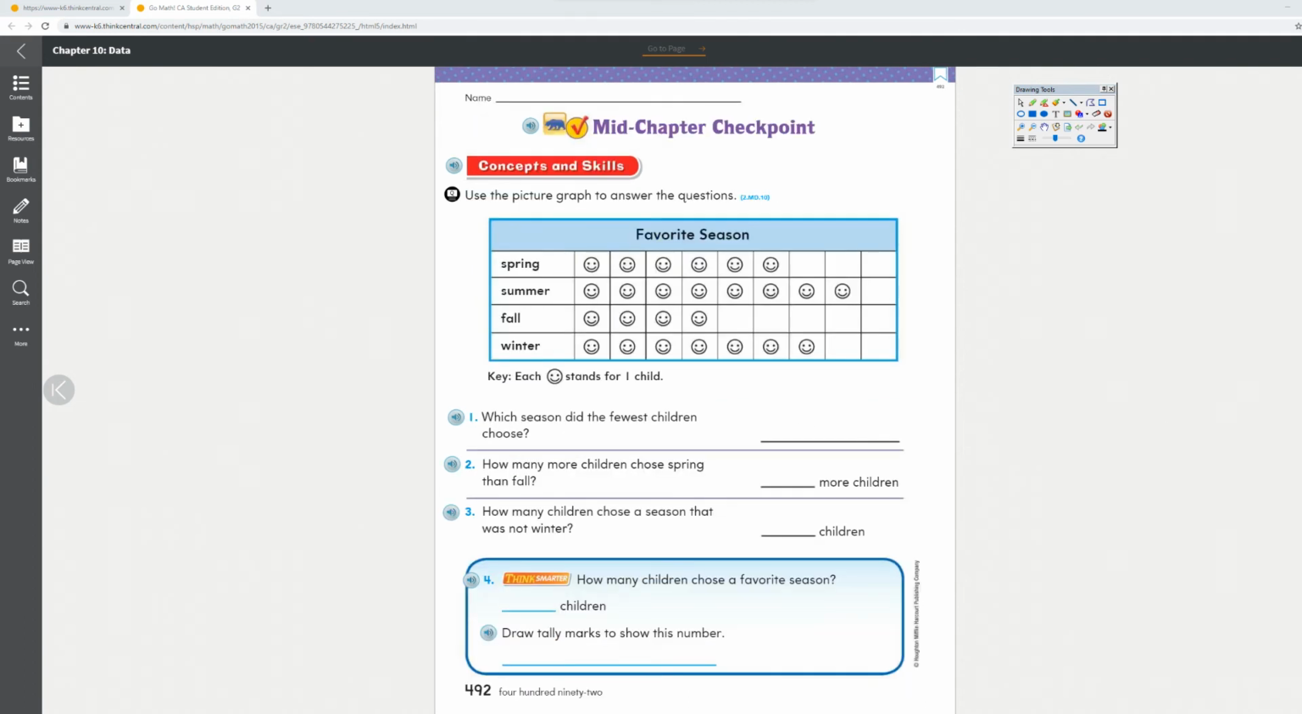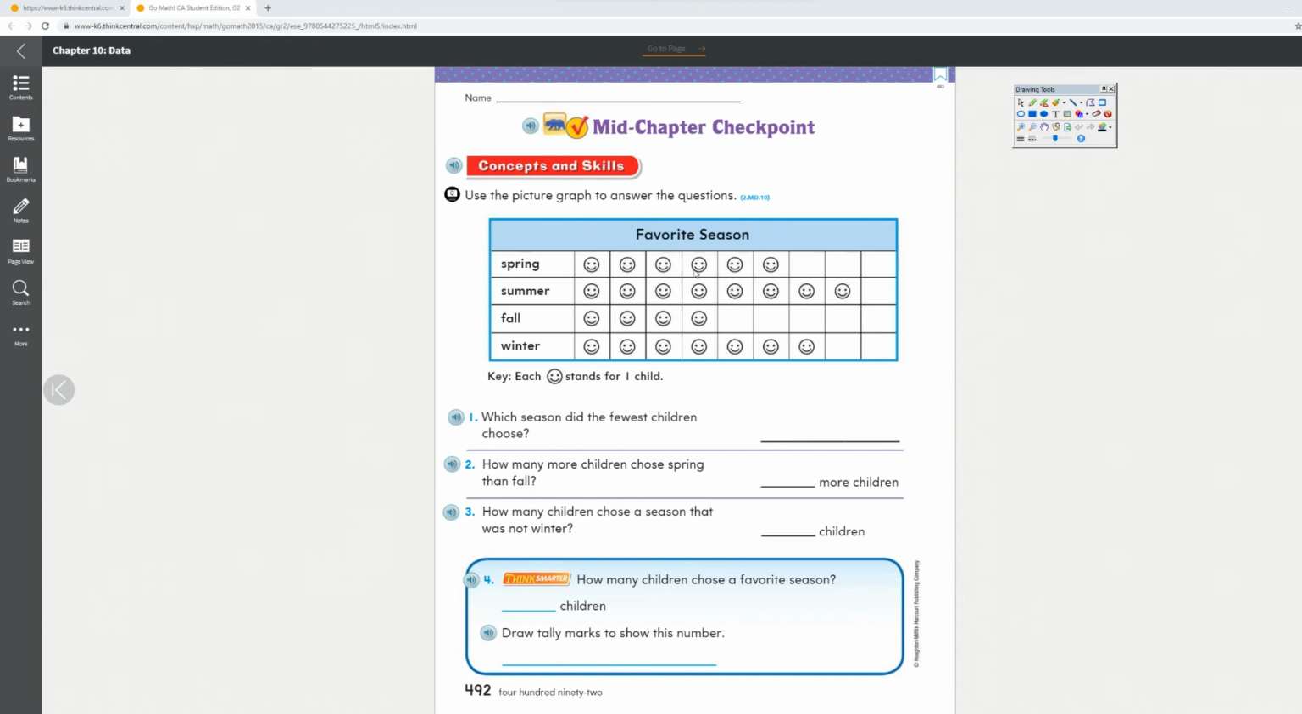Okay class, we are now on page 492, the mid-chapter checkpoint. So let's do this first example together. If you guys feel like you can do it on your own, go ahead and try it on your own. And if anytime you need help on it, just come back and I will do it with the class. So for this first one, we are going to use the picture graph to answer the questions. So here is the picture graph.